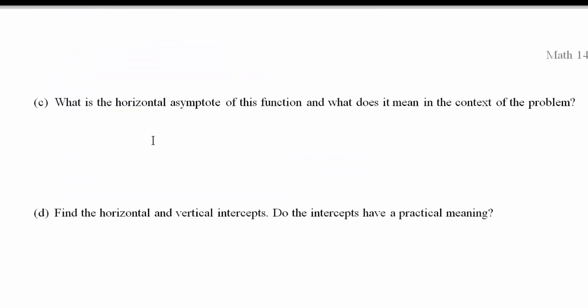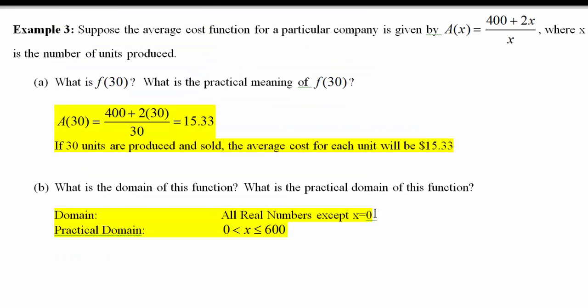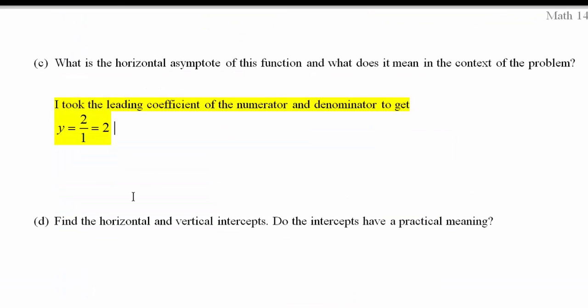Part C says, what is the horizontal asymptote of this function? And what does it mean in the context of this problem? Well, I took the leading coefficient of the numerator and the denominator to get y equals 2, right? The degree of my numerator is x to the 1. The degree of my denominator is x to the 1. So the coefficient, there's 2 divided by 1, to get y equals 2 as my horizontal asymptote.